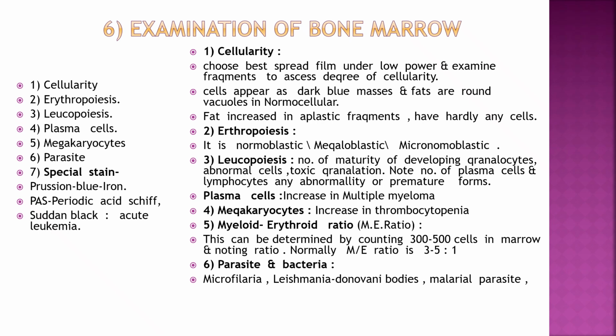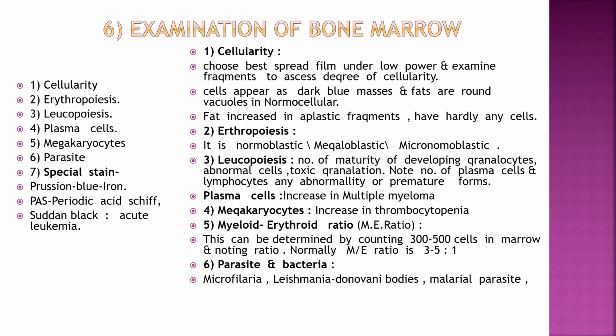Leishmania species. Then we can do special staining of the bone marrow for identification of iron, by Prussian blue, or for acute leukemia we can do special staining like periodic acid Schiff, peroxidase or Sudan black staining.